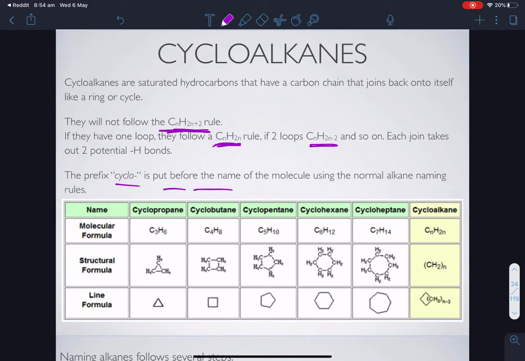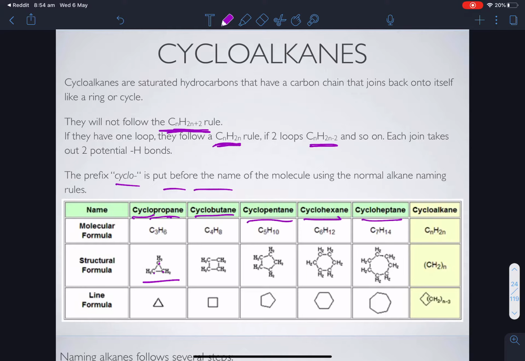For example, it's a bit blurry. I should do a better diagram. Cyclopropane has 3 carbons in a chain. Cyclo tells you it's in a cycle. Prop tells you that there's 3, and ane tells you that it's a saturated hydrocarbon. We've also got cyclobutane, cyclopentane, cyclohexane, cycloheptane. It would also go up to cyclooctane.